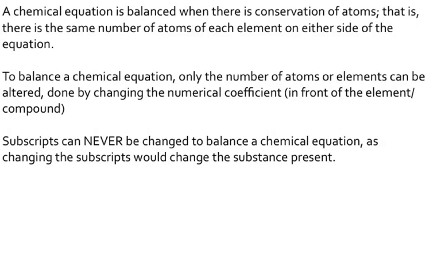So balancing a chemical reaction always involves something called conservation of atoms. We must have the same number of atoms of each type on either side of the equation. We cannot create atoms, we cannot destroy them. All we can do is rearrange them into different substances. So to do that, we change what are called the coefficients on each of the substances. And the coefficients are the numbers in front.